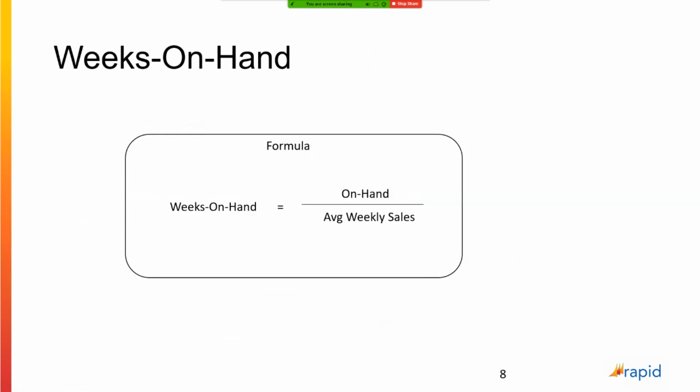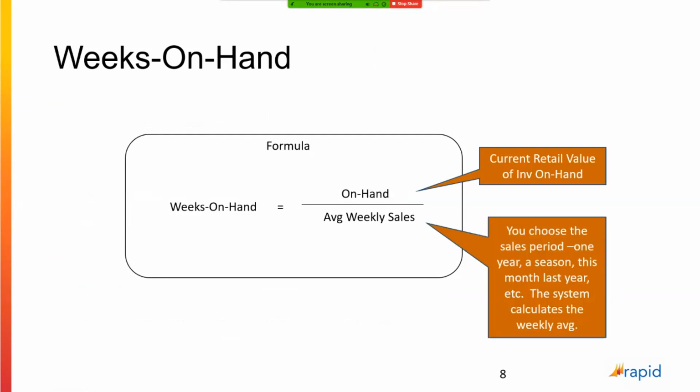Just a level lower. What is weeks on hand? Again, we're estimating the weeks that we're going to be in stock. So we take our current on hand and we divide that by our average weekly sales. Now, a little bit more detail, we take the current on hand at retail value. And then we get to choose our sales period.